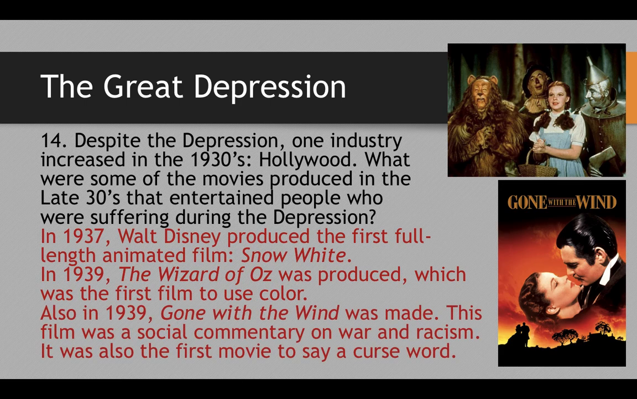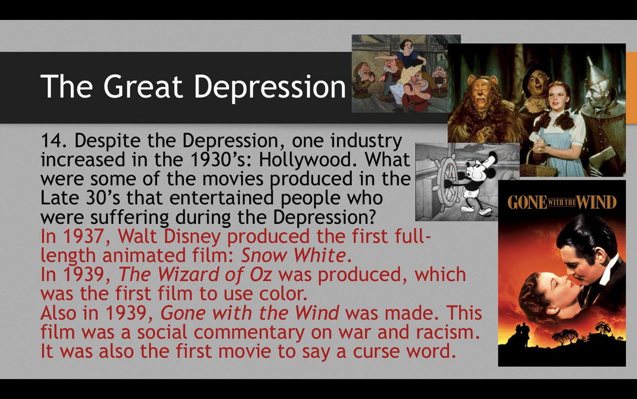And then also in 1939, a movie called Gone with the Wind was made. And this was a social commentary on war and racism, specifically the Civil War and racism in the South. It was also kind of a groundbreaking movie because it was the first movie to ever say a curse word. Remember how I said that with the clash of values in the 20s, a big question was, should we allow cussing in movies? And Gone with the Wind was the first movie to ever say a cuss word. And nowadays, of course, it's completely out of control, but it all started in 1939 with one cuss word in Gone with the Wind. Okay?